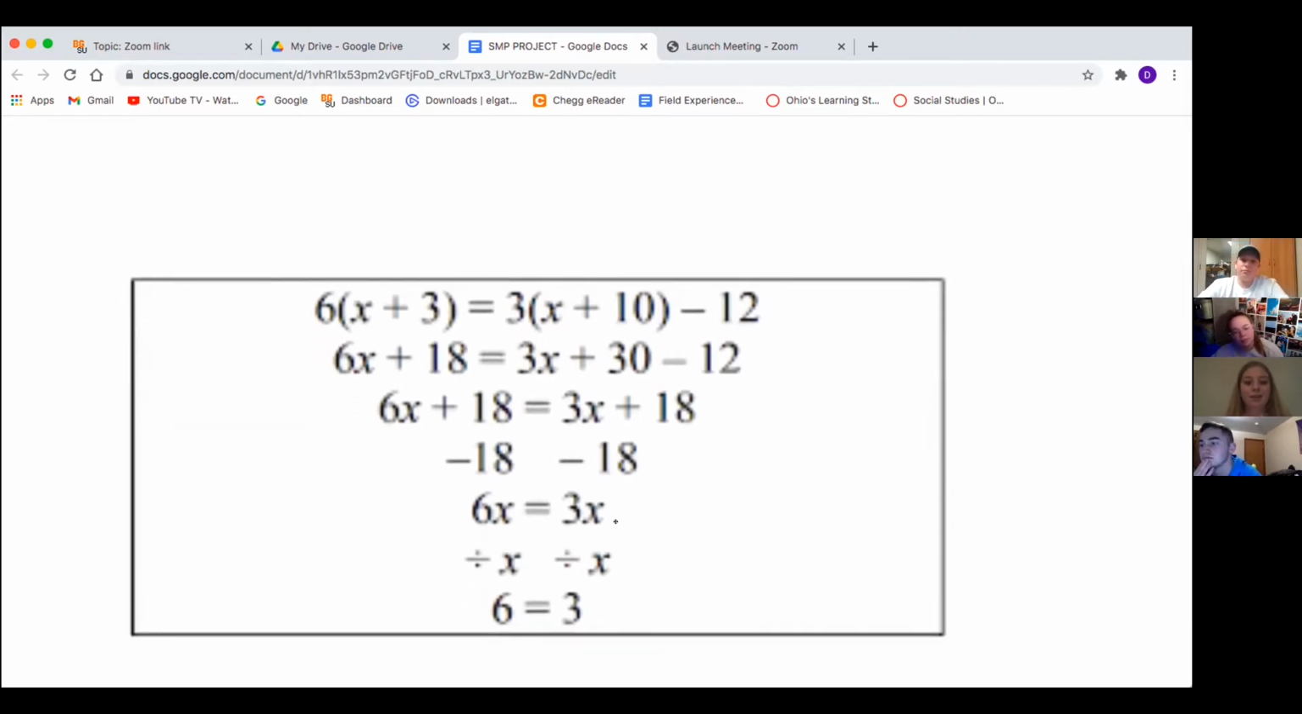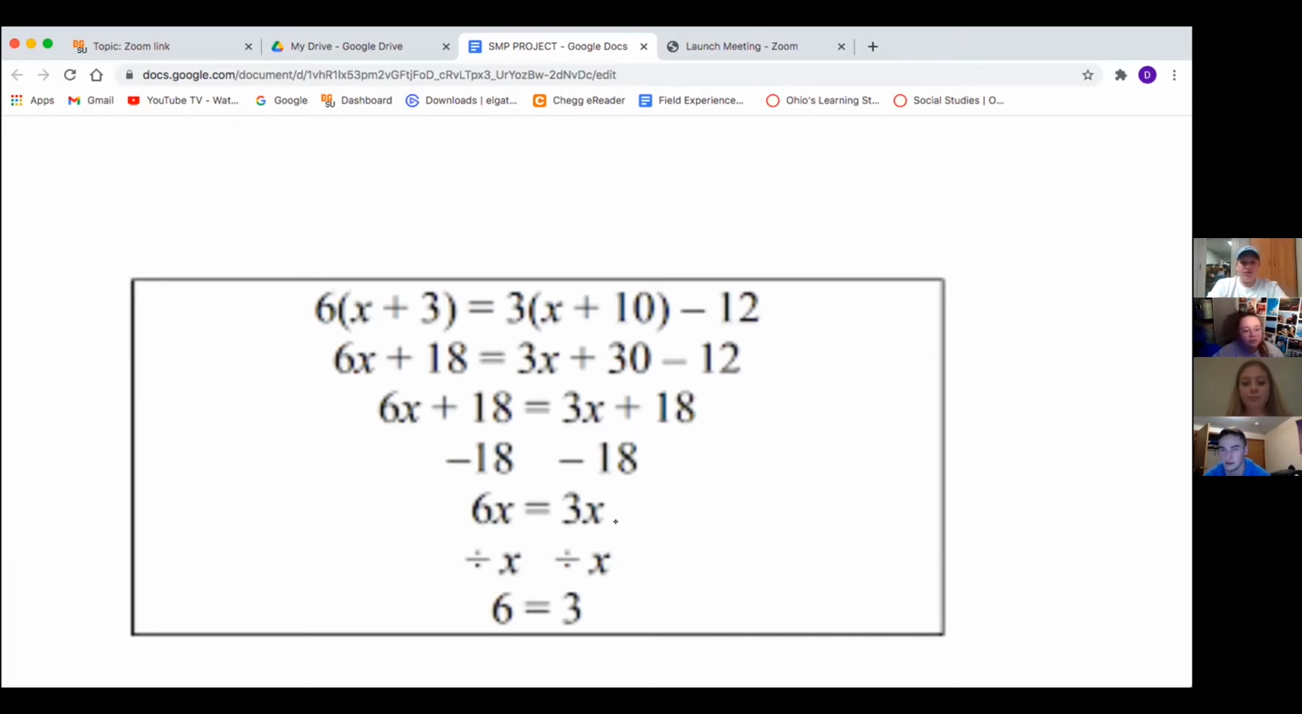I see that you have simplified both sides of the equation, but why did you do this first? We did this because in order to get x by itself, we need to use the distributive property, which we learned earlier. Great, and we can subtract 18 from both sides to get 6x equals 3x. And then we can divide by x to get 6 equals 3.